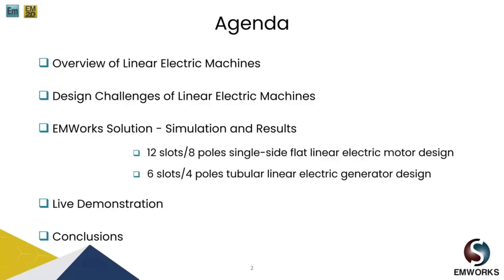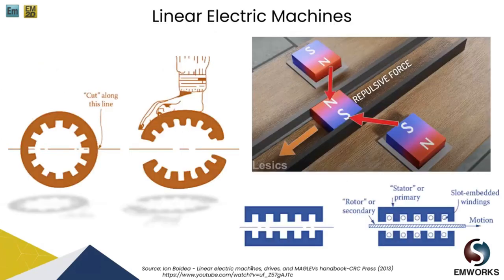Here is today's agenda. First, we'll go through an overview of linear electric machines. Then we will look into its design challenges, and then we'll use our EMWorks solutions to simulate a 12 slots 8 pole single-sided flat linear electric motor and 6 slots 4 poles tubular linear electric generator designs. Later, I'll demonstrate one of our models using EMWorks 2D software, and then I'll conclude today's webinar.